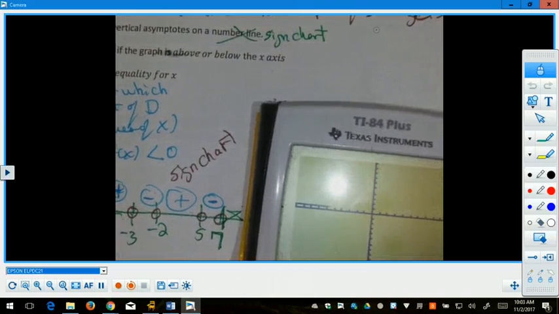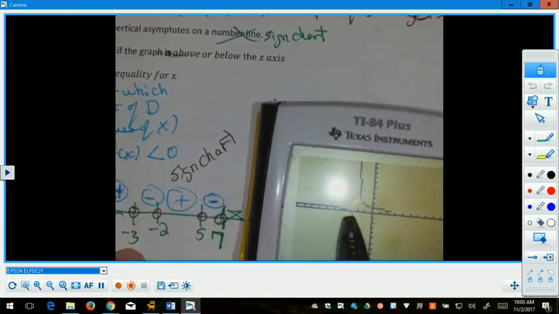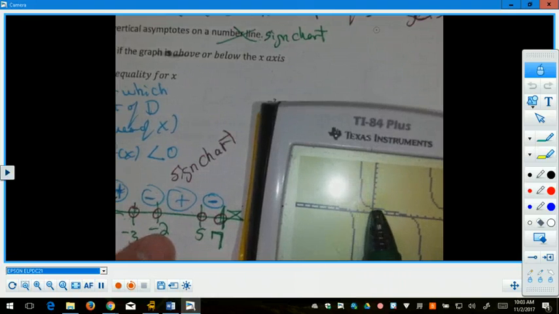If I graph it, I should see exactly that. To the left of negative 3, the graph is above the x-axis. To the right, it's below. To the right of negative 2, it's above the x-axis.